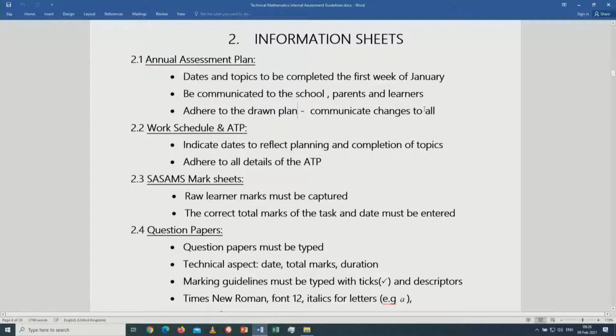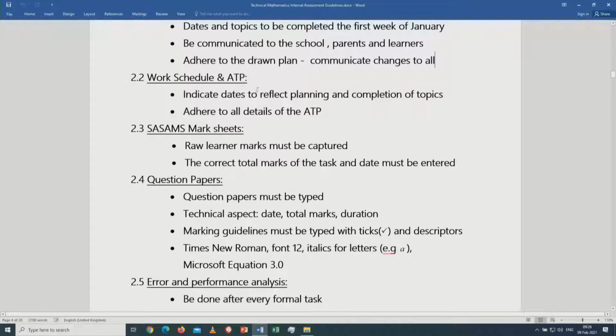So that is where you find even the submission is dragging behind because of not adhering to the plans. Now the work schedule indicates days to reflect planning and completion of the topics. You have seen even in our work schedule, ATP, there is a slot where you indicate where you started the topic and where you completed it. Such information must be recorded in your ATP. Adhere to all details of the ATP.